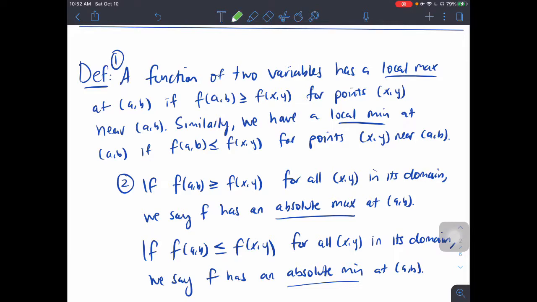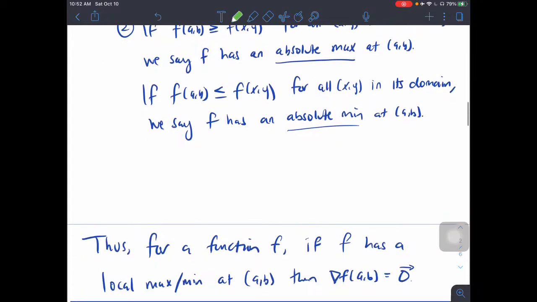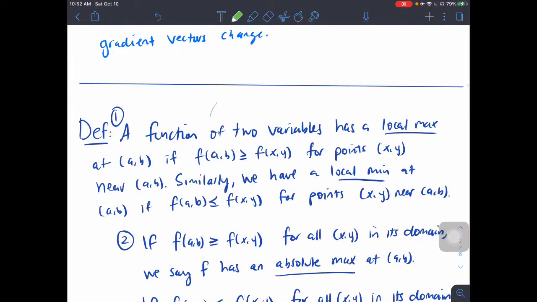So it's kind of like you got this little peak going on right here. As you're getting close to the point, here's a point (a, b), and these z values around here, this z value, f of (a, b), is the winner. It's the highest one for all the other z values around it. Okay.